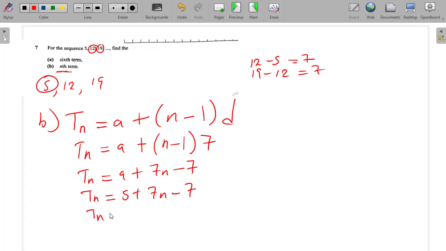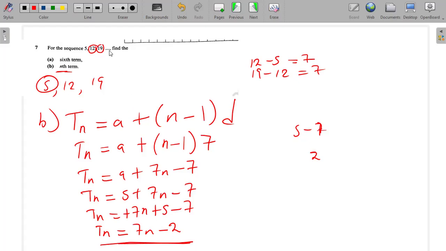So the nth term will be equal to, so I group the right terms there. I'm having positive 7n, here I'm having positive 5, minus 7. So the nth term expression will be equal to 7n, and here there's positive 5 minus 7, isn't it? What's the difference between 5 and 7? 7 minus 5 is 2, and we get the sign from the bigger number, remember, which is negative. So it's going to be negative 2. So this is my nth term expression. That's the answer for part B.